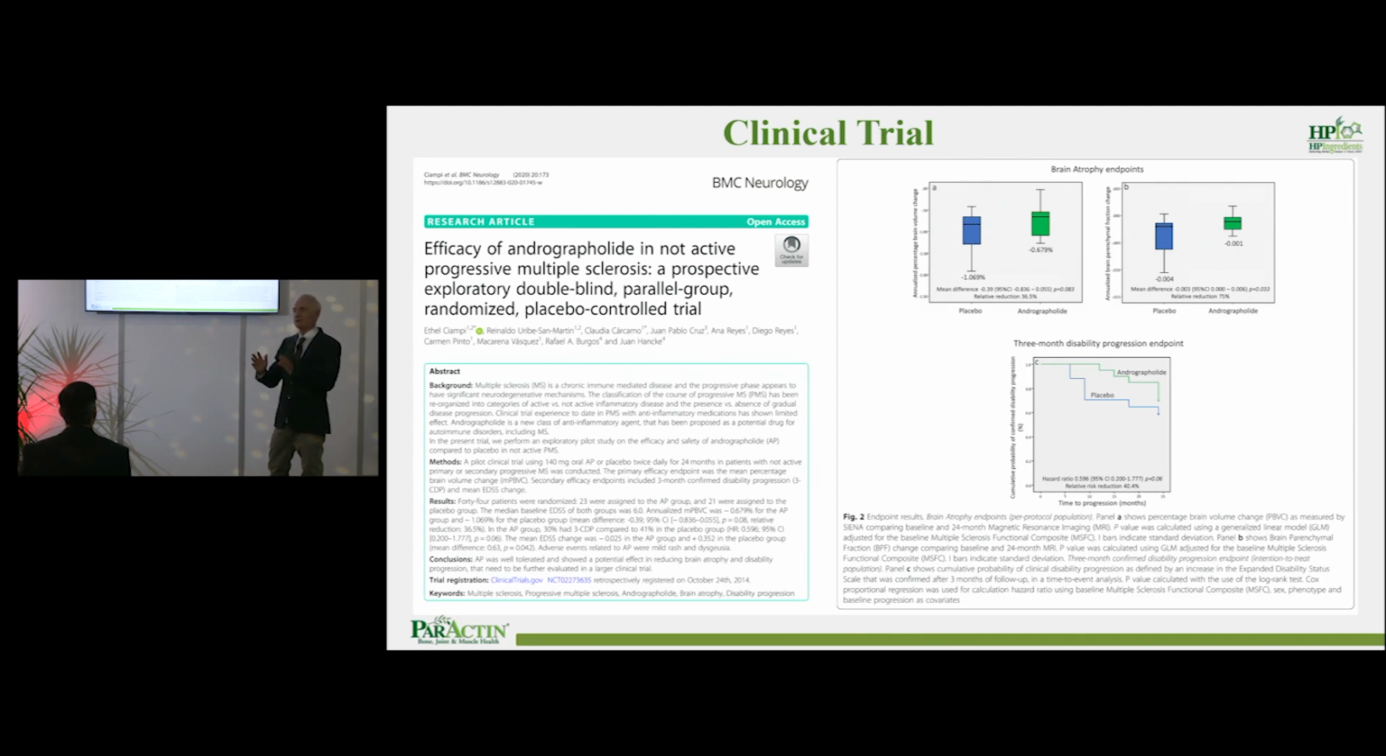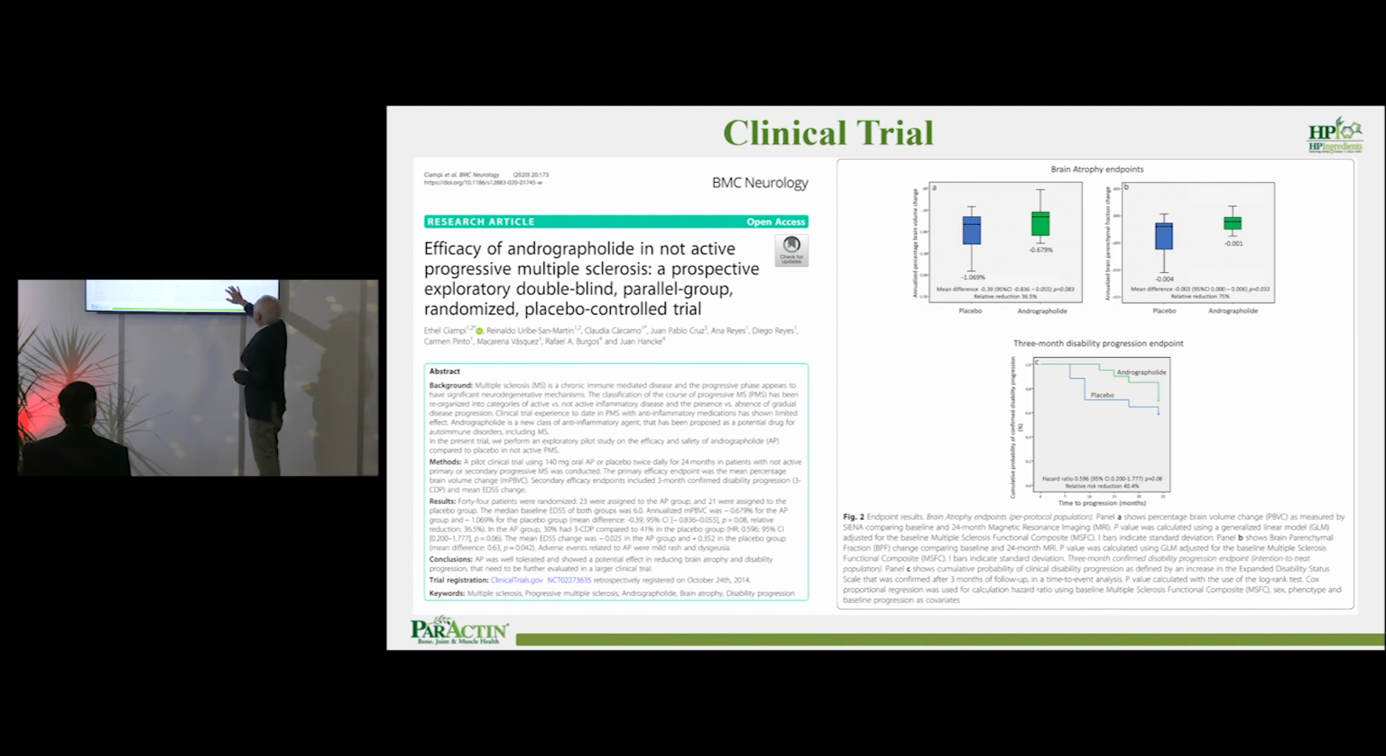So after 2 years of administration, we studied whether the brain had shrunk or not, and this was measured by MRI. And you can see that the relative reduction in the group in green that was given andrographolide was 36% less than the one with the placebo. And the analyzed brain parenchymal fraction was 75% less reduction. And this was significant.